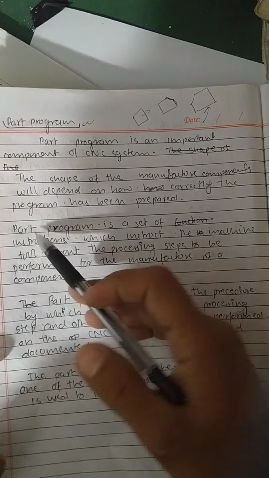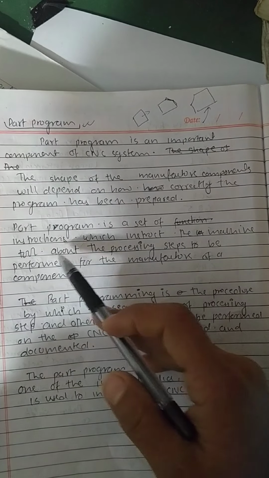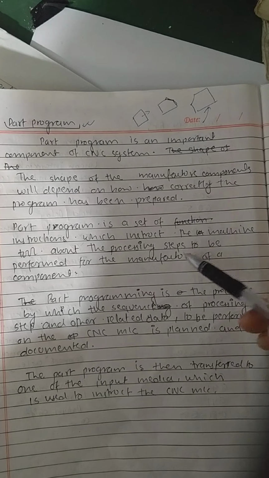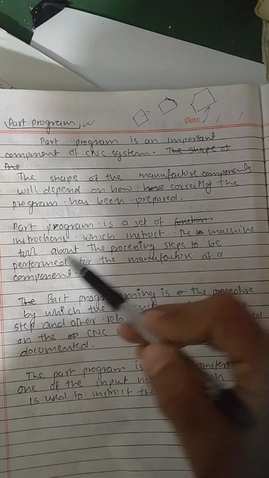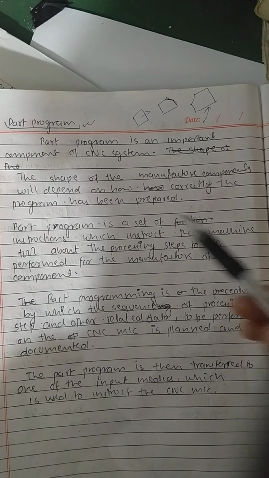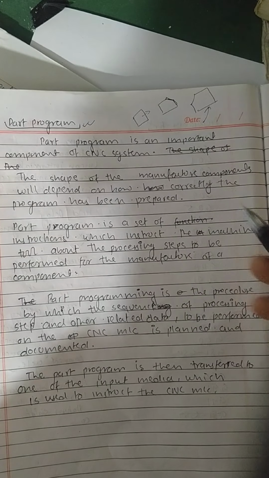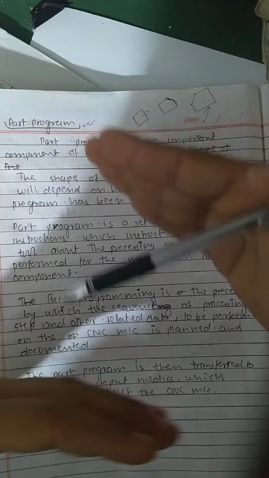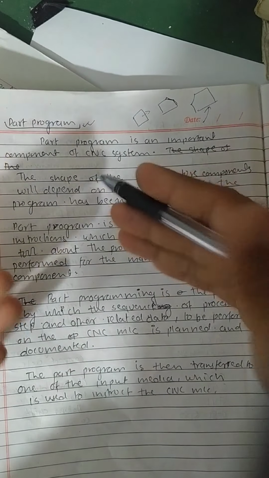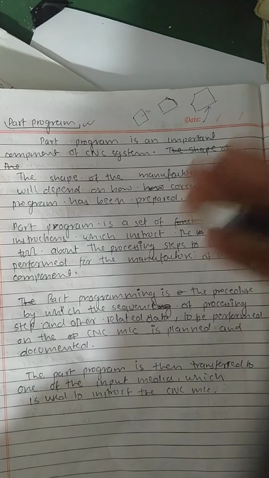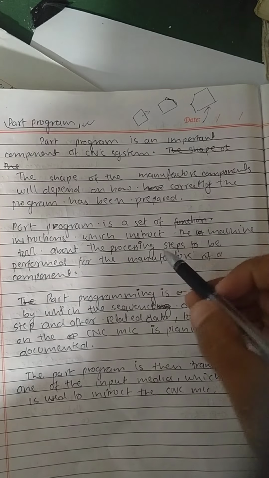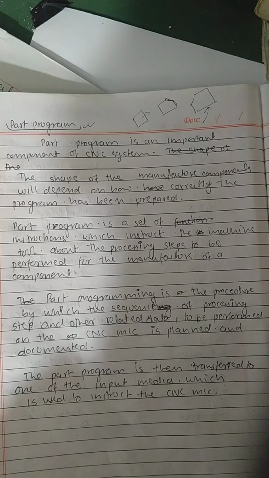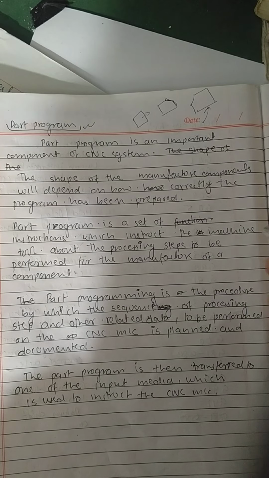Part program is a set of instructions which instruct the machine tool about the processing steps to be performed for the manufacture of a component. Okay, part program will tell what type of desired shape we want to manufacture by using this program. It instructs the machine tool about the processing steps to be performed for the manufacture of a component.